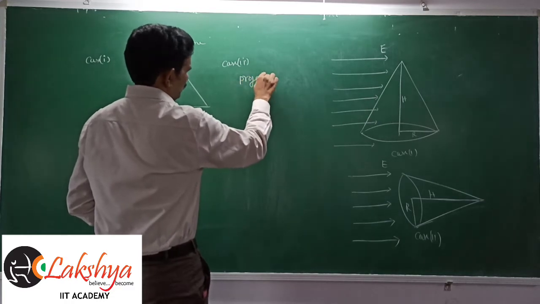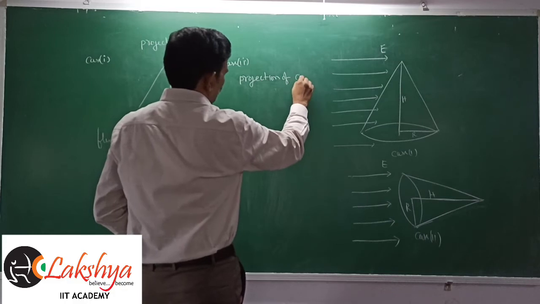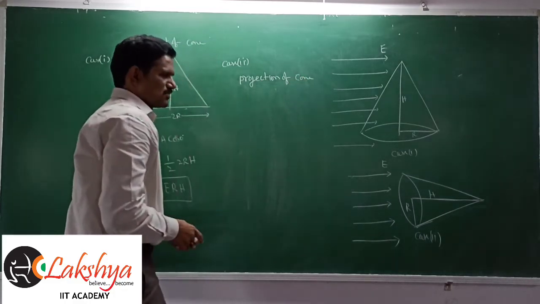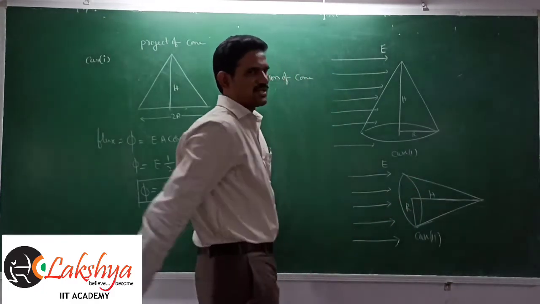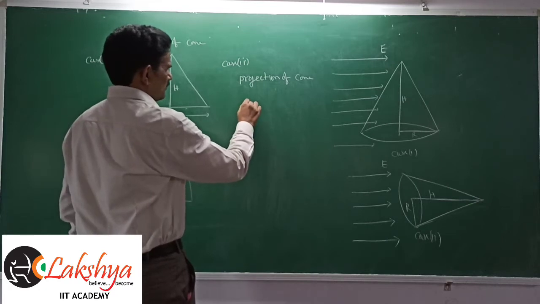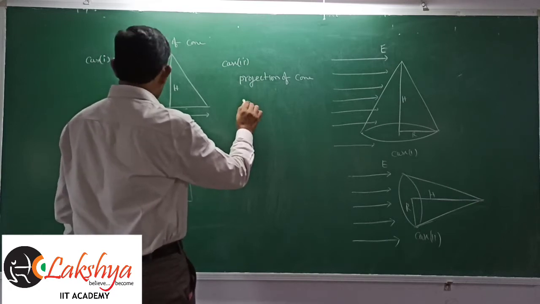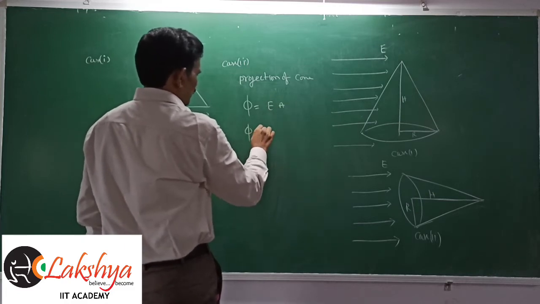The projection of that cone will be the projection in the second case. So simply you can consider that whatever flux enters the base of the cone, that flux only will pass through that cone. So we can write the flux as E into A, that is E into the area of the base of the cone, pi r square.